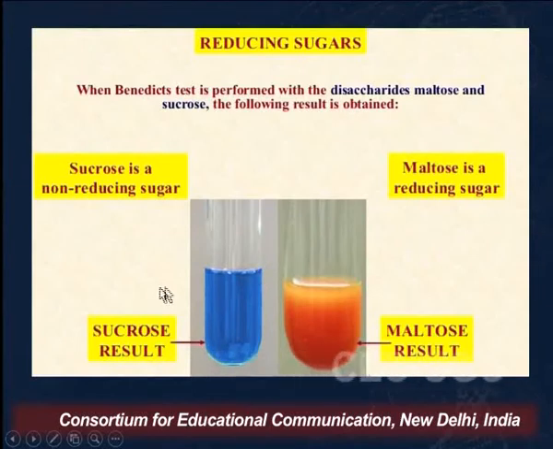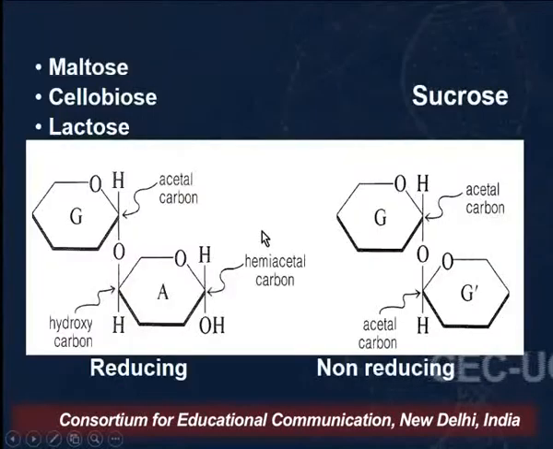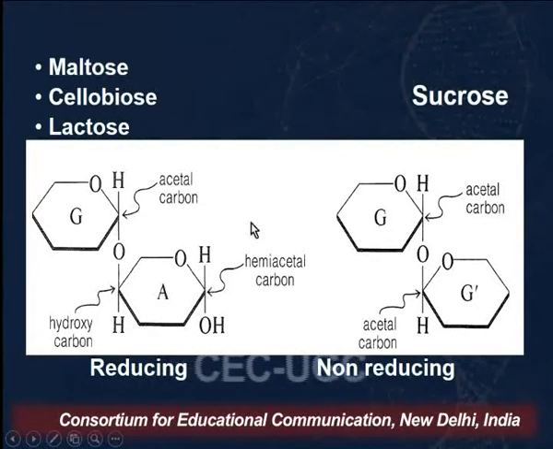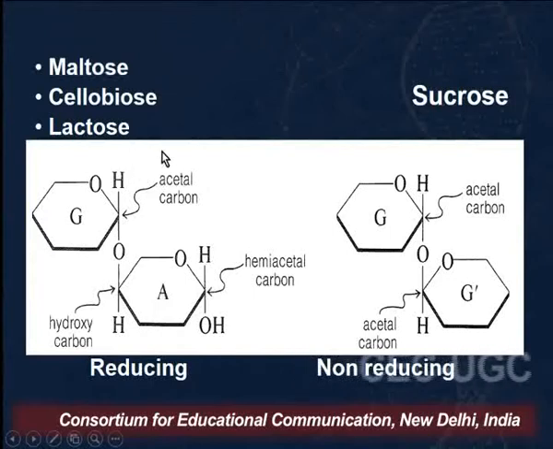So that means sucrose is a non-reducing sugar, and when it is added to maltose, you get a brown precipitate. That means maltose is a reducing sugar. So now if I want to summarize, how would you distinguish between a reducing and a non-reducing disaccharide?